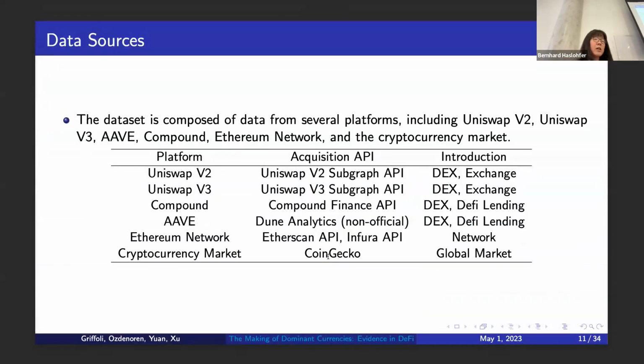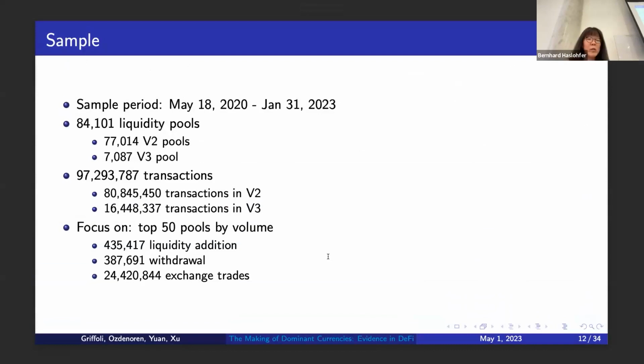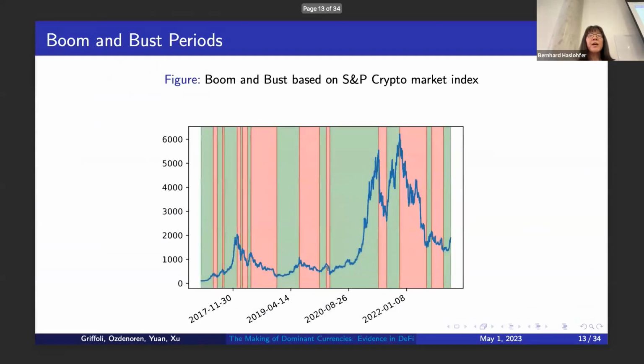Let's look at the data. So we collect the data from several platforms, Uniswap V2, V3, Compound, Aave, and the Underlying to get the general market data. I want to repeat all these numbers on the slide just to give you an idea. We collect the data from May 18, 2020 to January 2023, and use the crypto index data to construct the boom-bust cycle of the market. Here the bust is highlighted by pink. Given this, we're going to overlay this boom-bust period on the graphs we show later.